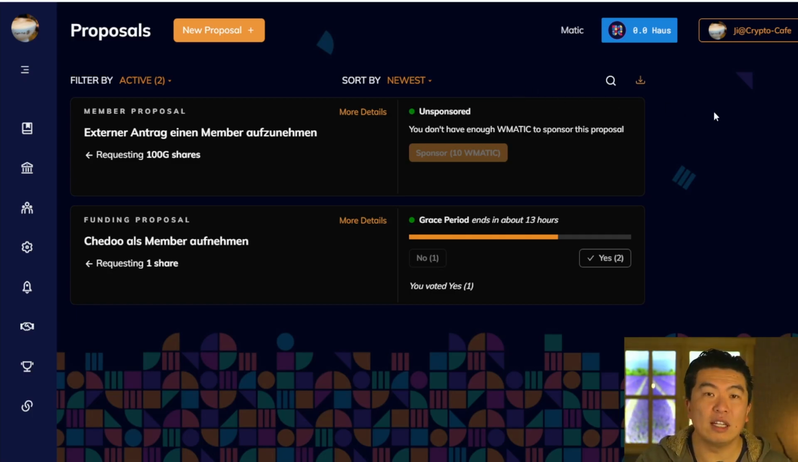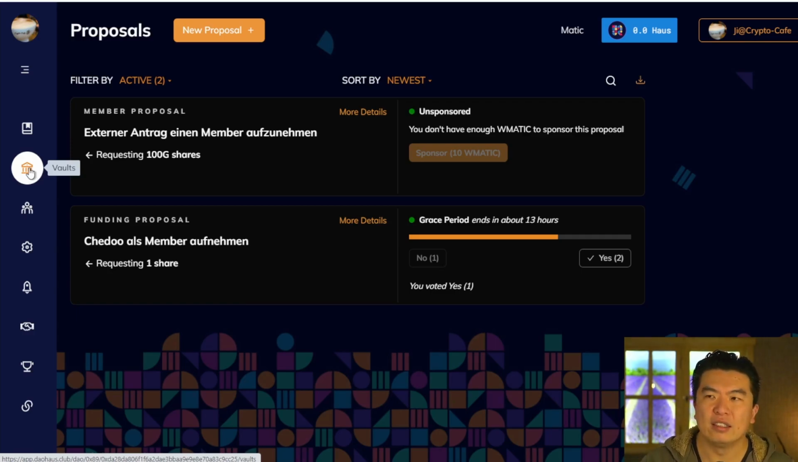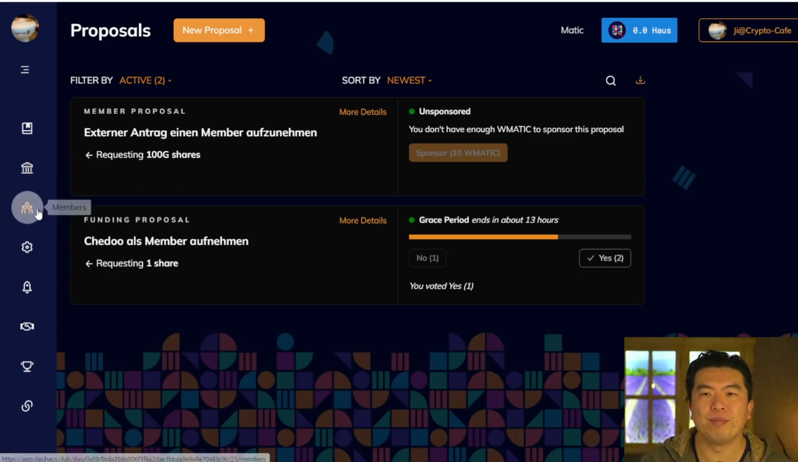So, okay, that's it. A short introduction to DAOHAUS, which I think is a really nice app for creating a DAO, especially if the DAO is more community focused than financial focused. But still, yeah.